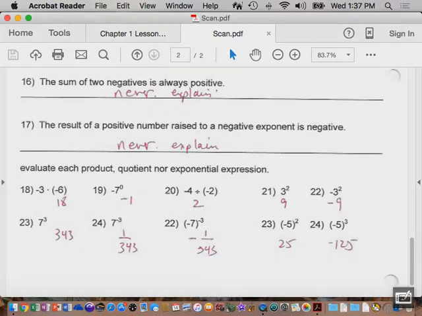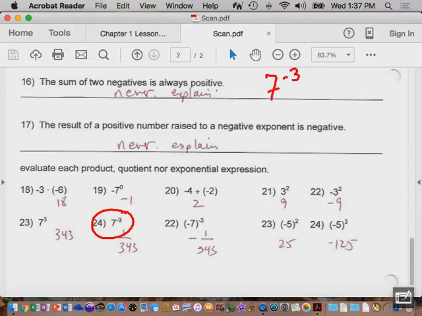And this was the point at which we left class yesterday. So I'm going to go back and explain this one in just a minute, but I want to catch up on what we didn't quite finish from yesterday. 18 is pretty straightforward. 19 is straightforward. 20, 21, 22, 23, and now 24.